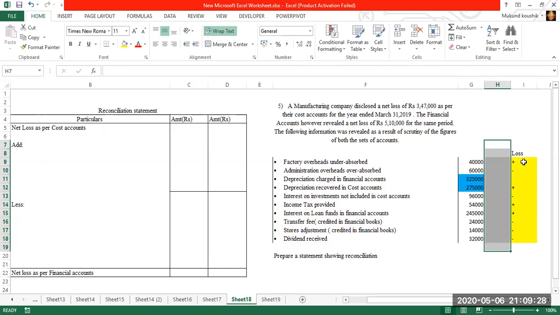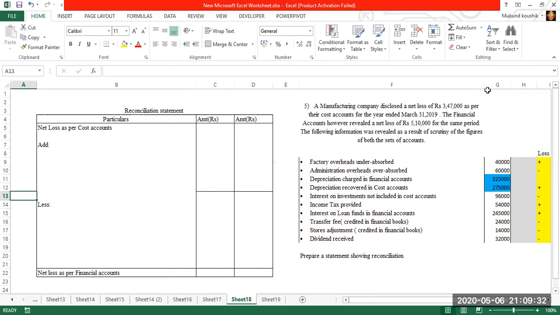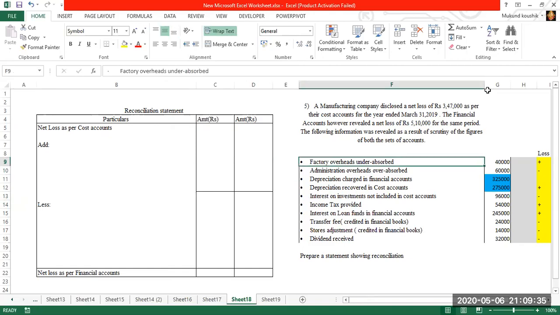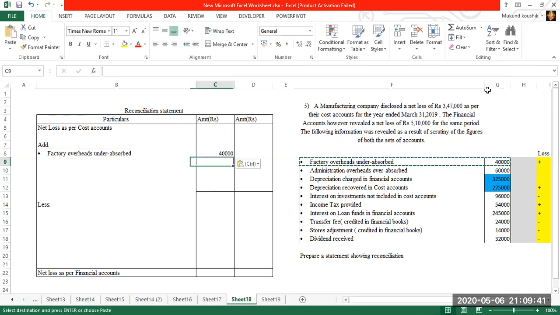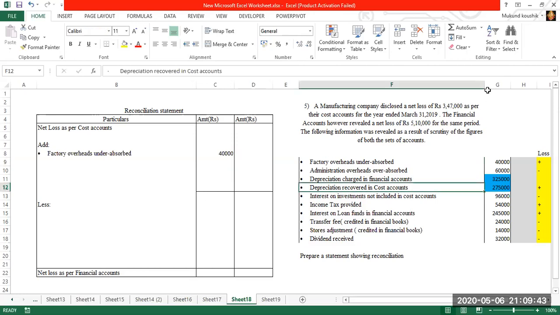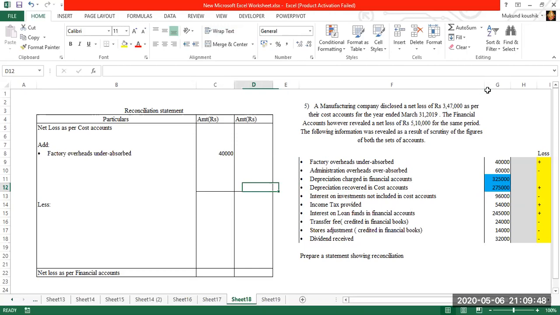So in loss, what rule applies? Whatever we add, we have to subtract, and whatever we subtract, we have to add. Now what are all the items we have to add? Under absorption of overhead, factory overheads under absorbed we have to add. Then again what else we have to add? Depreciation between these two, the difference amount was 50,000, right? So 50,000 we have to again add.